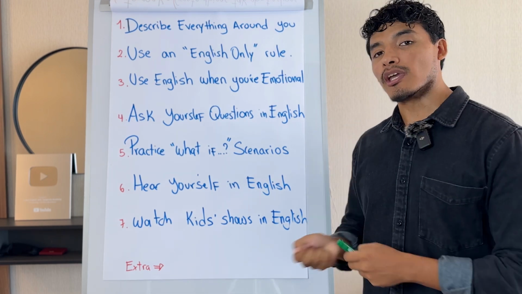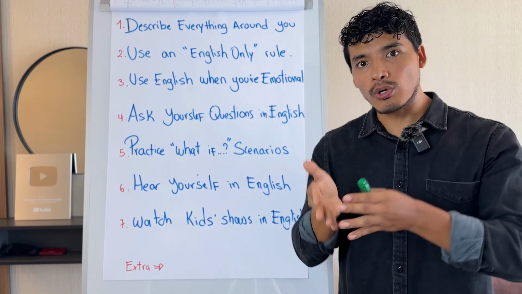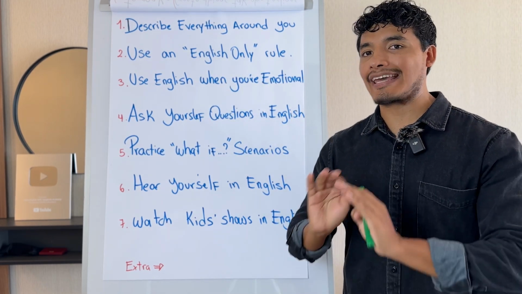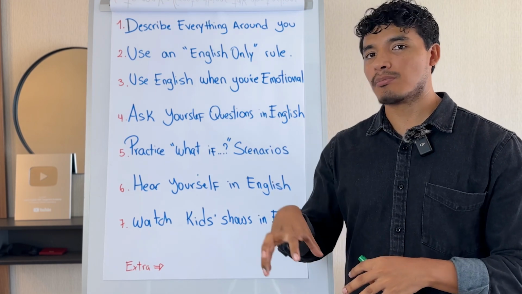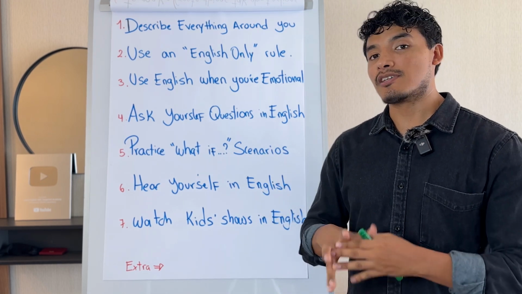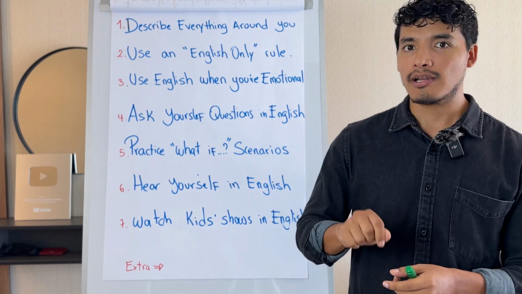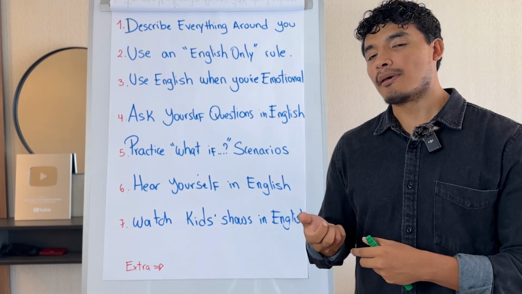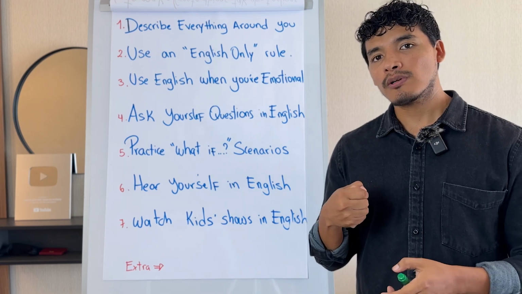Or if you're cooking, for example, use that English-only rule. While I'm cooking, I'm going to use just English. So I will call the fruit, the vegetables, everything just in English. This is sugar. I will put the sugar there. I will use the pan. This is a fork. I eat with a spoon.